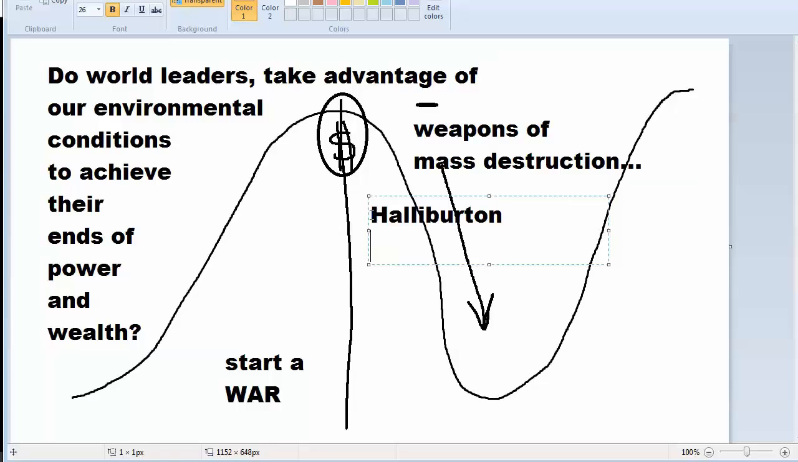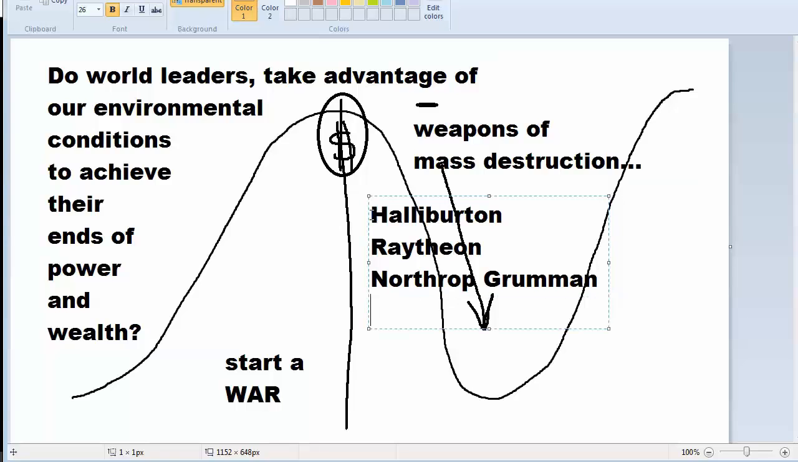Halliburton. Did I spell that correctly? Raytheon. Northrop Grumman. Pretty sure I spelled all these wrong. And then the war machine starts.